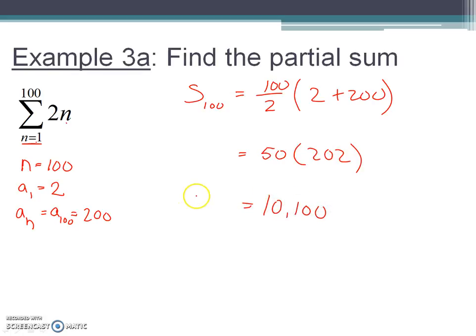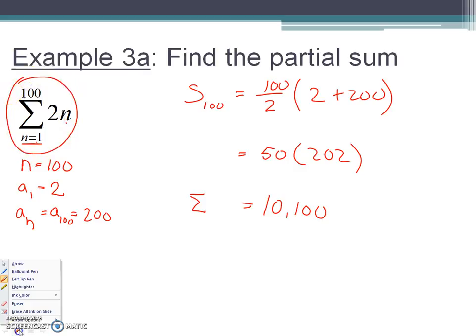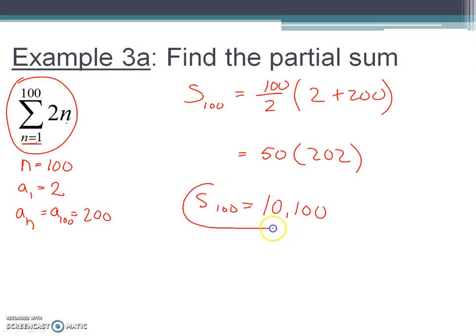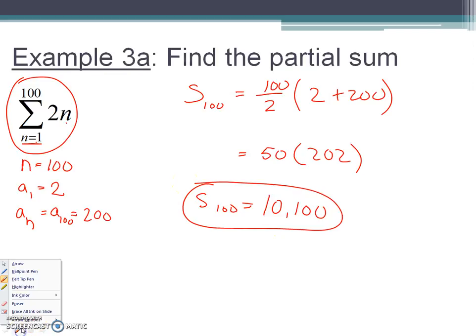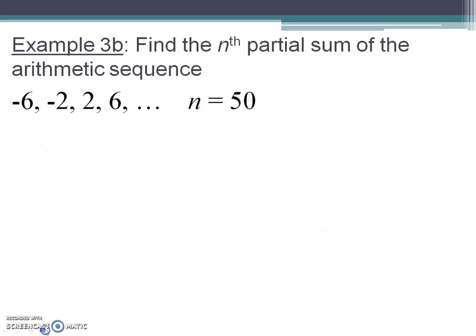10,100. So that will be the sum from 1 to 100 of the sequence 2n. And so over here, we'll write that as S sub 100, the 100th partial sum of that sequence. 10,100. Okay? So generally speaking, that is how this formula will work. It's just a matter of capturing the specifics of each problem as you go about them.